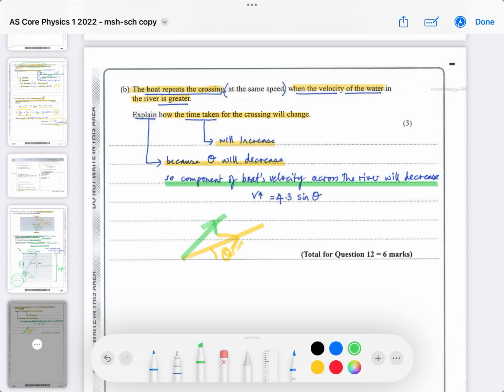Because the component across the river for the yellow angle will be smaller than for the green angle. You can see the component across the river is greater in the green angle than in the yellow angle. So the original theta is the green one, and the yellow one is the new theta, the new situation. Hope that makes sense.